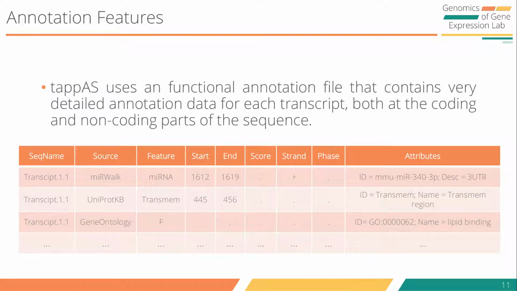The last file is the annotation feature. The annotation feature file contains very detailed annotation data for each transcript, both at the coding and non-coding parts of the sequence, following a structure as shown on the screen.